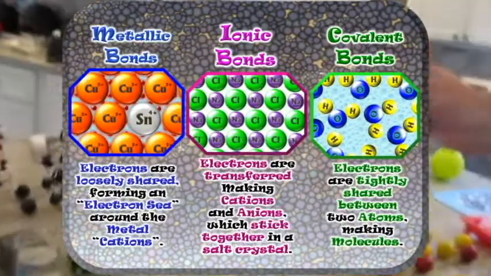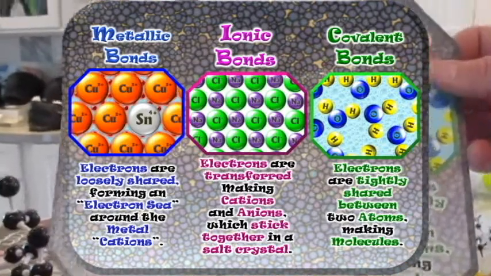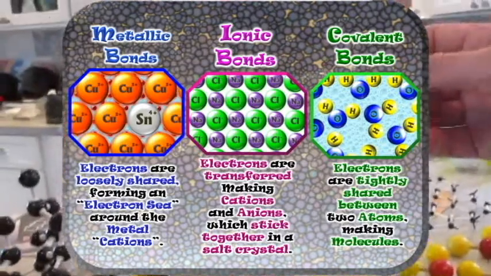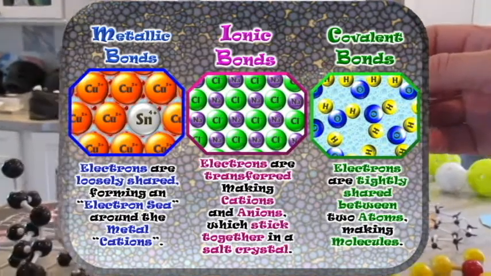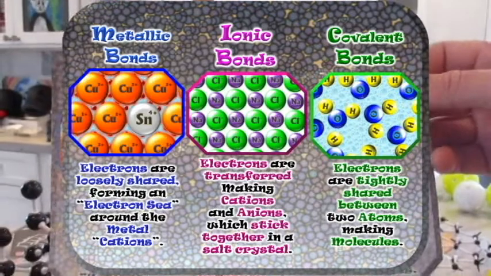That is one way of comparing the three kinds of bonds that we're talking about in chemistry. And again, I guess hydrogen bonds are also a kind of a bond, but not really in the same league as these guys. These are the heavy hitters.